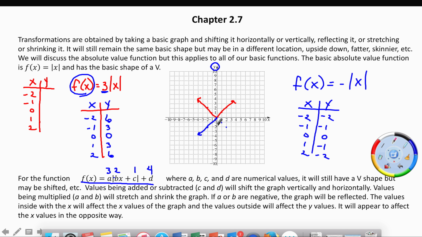And this is a reflection of the y-axis. It's flipped over the x-axis, but it's a reflection in the y-axis. If the negative was in here, it would be a reflection in the x-axis. It would flip over the y. With the absolute value, you can't even tell that that has happened, right? Because this graph is symmetric about the y-axis, and we'll talk some more about symmetry at the end of this lesson. But these steps apply to every one of our basic shapes.